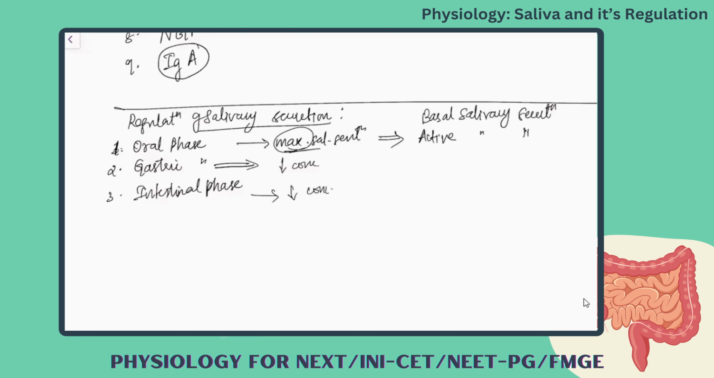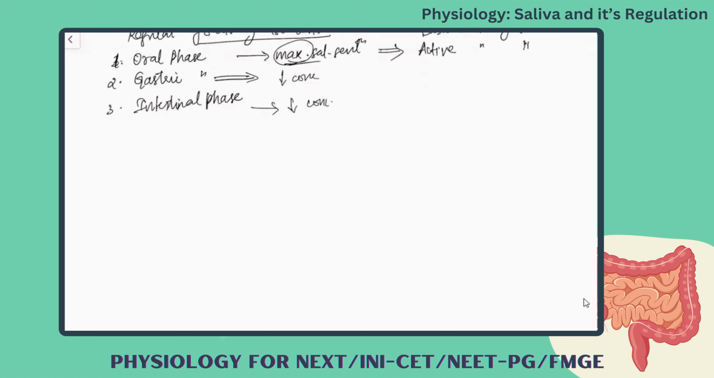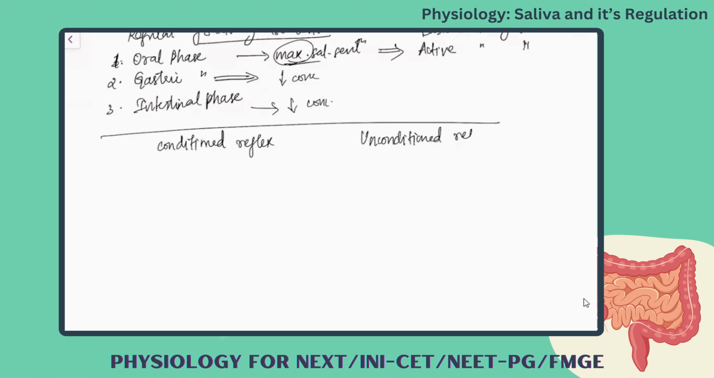In relation to the regulation, you have two other concepts, called conditioned reflex and unconditioned reflex. What is meant by conditioned reflex is that now I am going to stimulate your salivary secretion without giving any food particle into your mouth. I am going to bring maximum salivary secretion now, immediately.